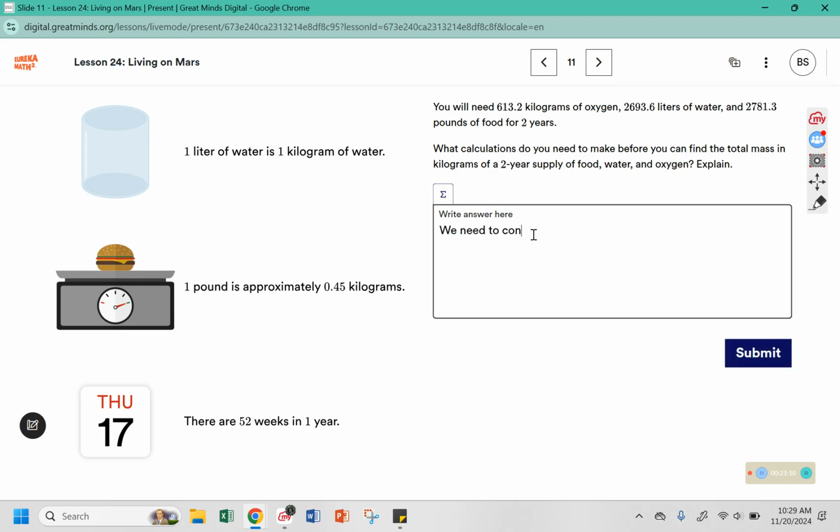We need to convert the liters of water to kilograms and the pounds of food to kilograms, so they are all in the same unit. The reason they have to be in the same unit is so that we can add them all together.